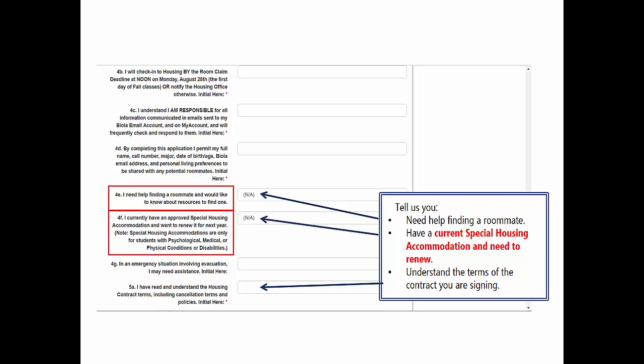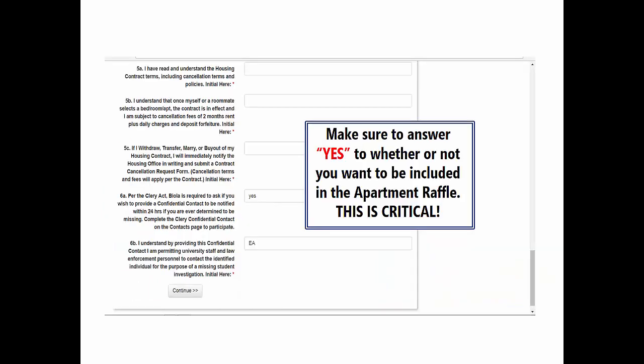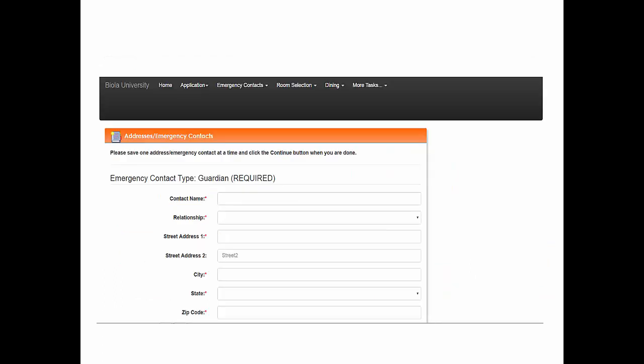For those of you who are trying for an apartment, make sure you answer yes to question 2N that asks if you want to be included in the apartments raffle. That step is critical. You'll need to fill out the emergency contact information of a parent or guardian. This one's a little tricky, so you'll want to fill out the first emergency contact information and then click Save this contact before you fill out the next contact on the same page. When you're finished saving each contact one at a time, you can press Continue at the bottom of the page.